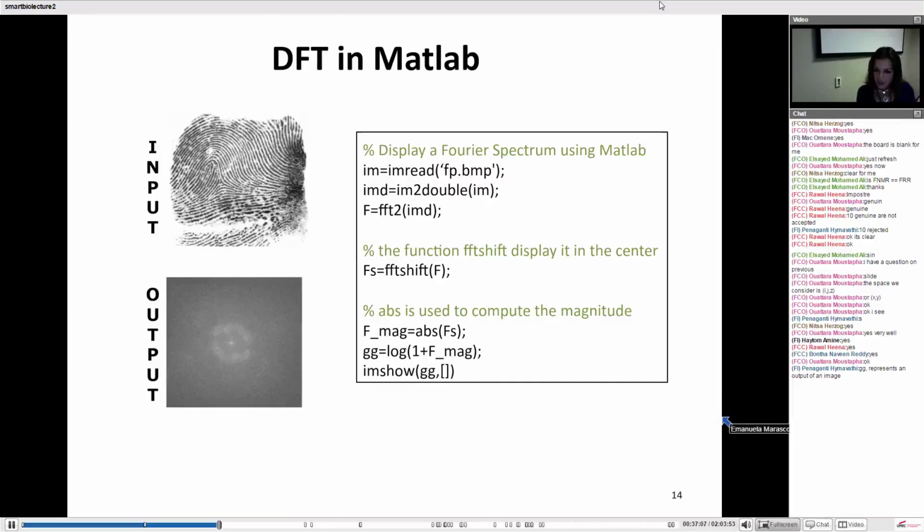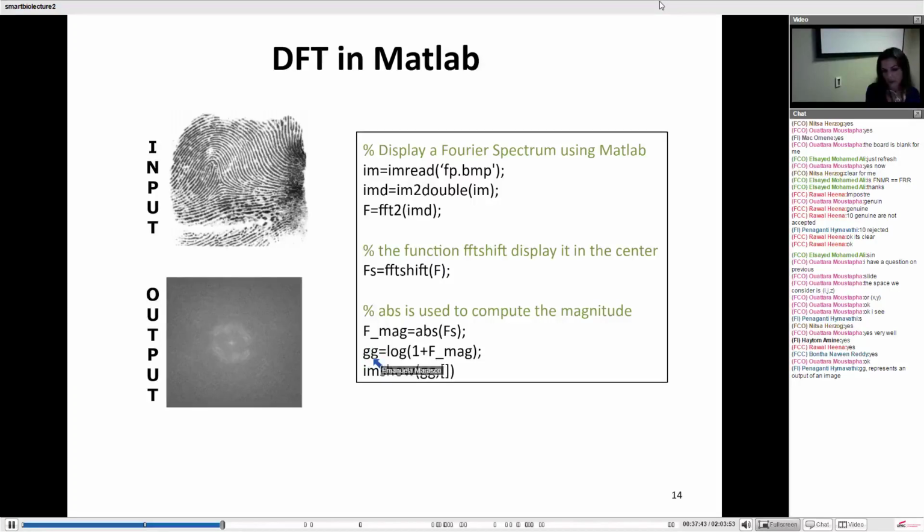So there is a question. The variable GG represents an output of an image. I can just go back to the code. So we have im as the variable. Once you read the image, this is your matrix of gray levels in MATLAB in the spatial domain. Once you do the transformation, then in F you have the Fourier coefficients, right? So F will be the Fourier coefficients, and then at this point the magnitude.